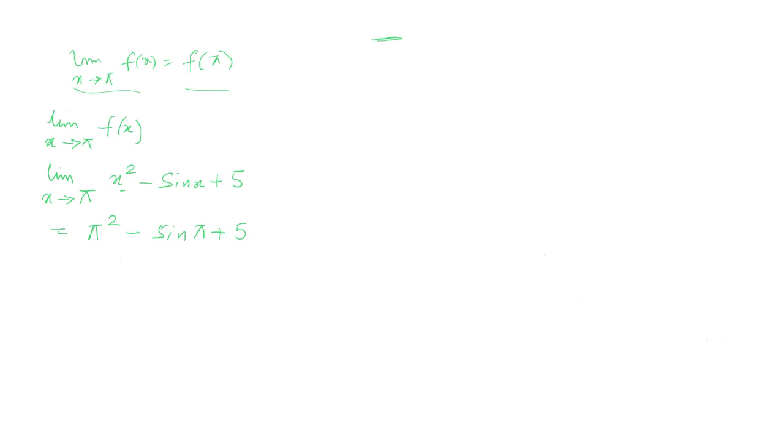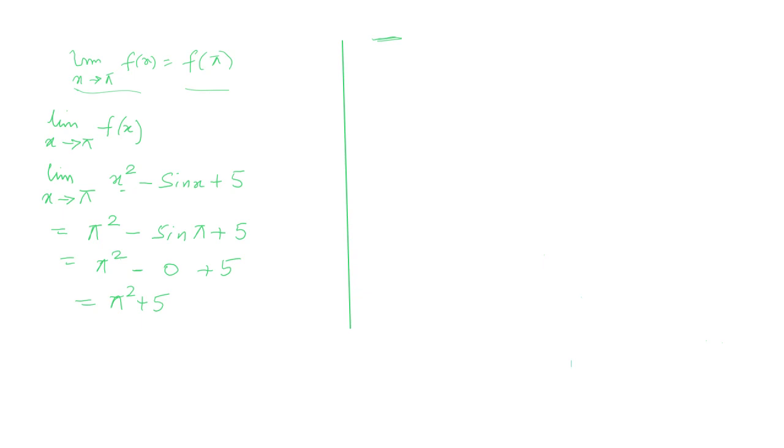Now what is the value of sine pi? Pi square is going to remain pi square. I'm not going to solve it further. Sine pi is 0, plus 5. So the value over here becomes pi square plus 5. This is my left hand side, right? Now just draw a line and then we hop on to the right hand side.